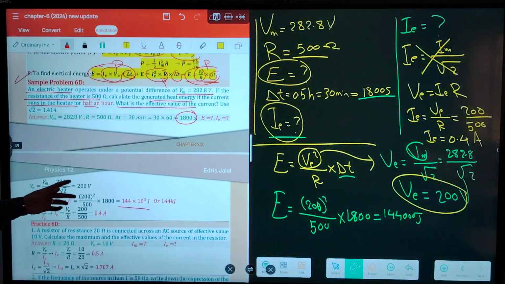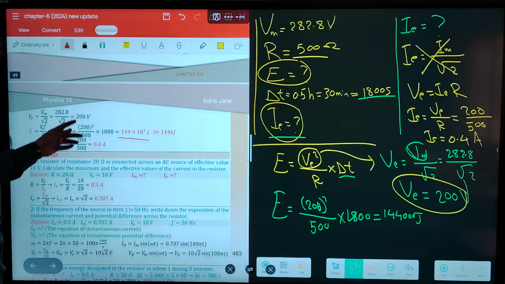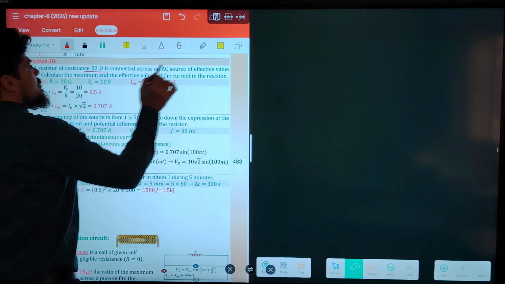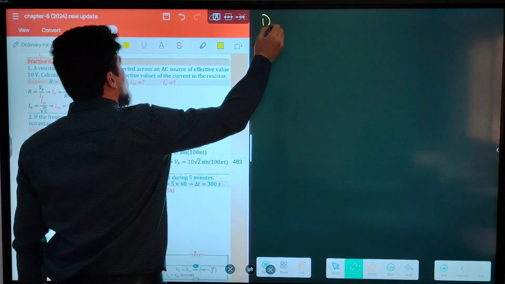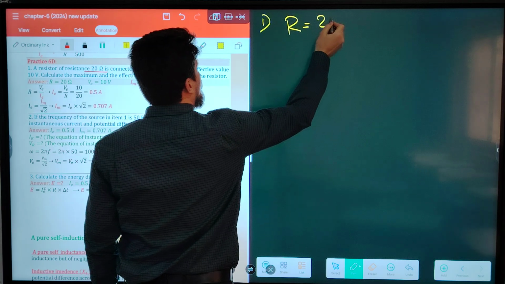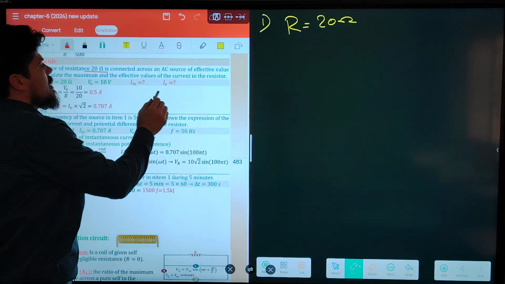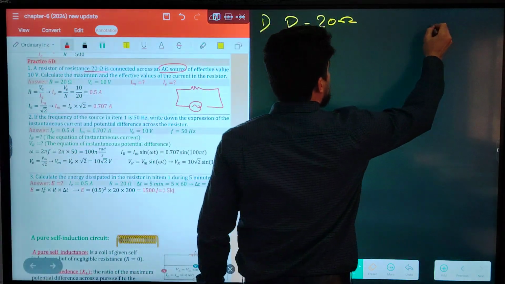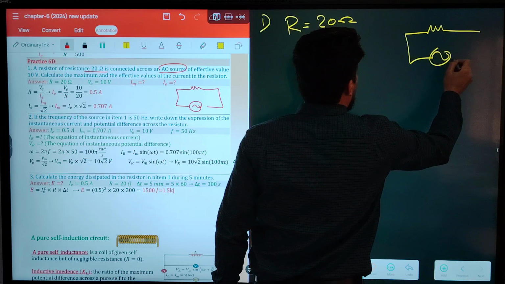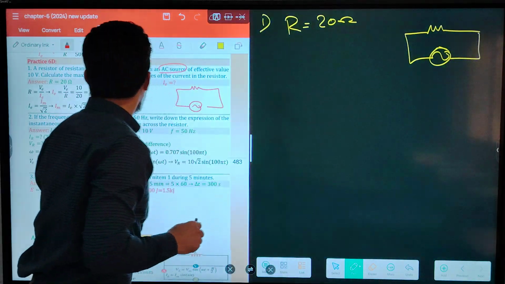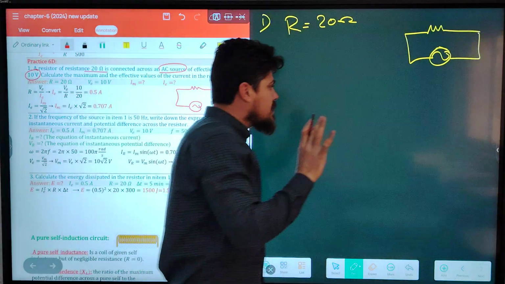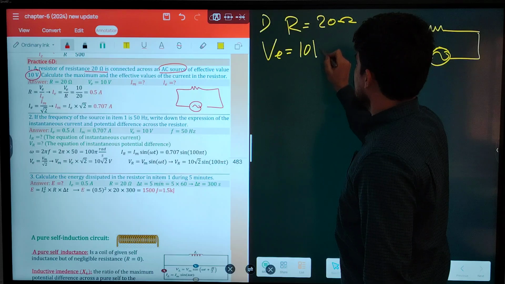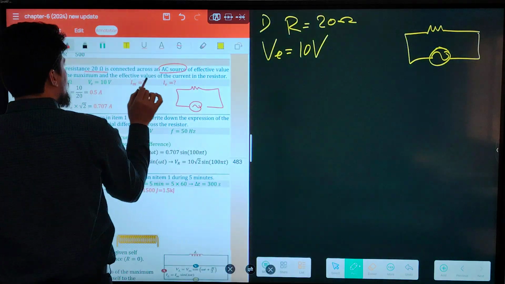So this is sample problem 6D about pure resistance in an AC circuit. Practice 6D, question 1. A resistor of resistance R equal to 20 ohm is connected across an AC source with effective value, RMS value, 10 volt. Calculate the maximum and effective value of the current.